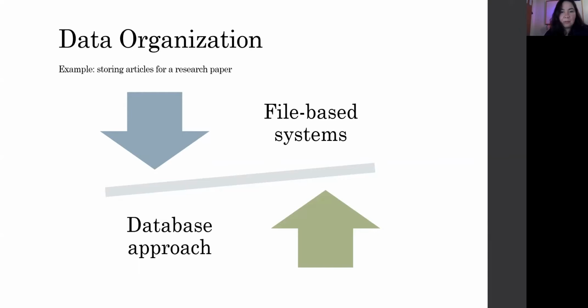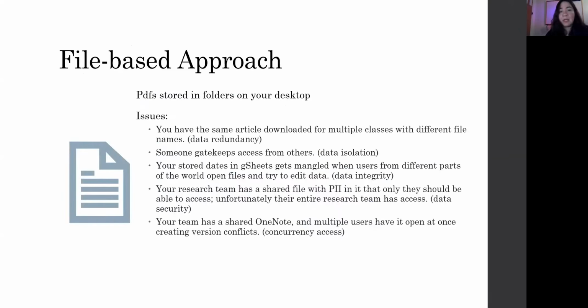So let's talk a little bit more about the file-based approach and why it's not always the best thing. Like I said, with the file-based approach, it probably looks like a bunch of PDFs and Word docs in folders on your desktop. So some of the issues that you or I have had in the past. Data redundancy. You have the same article downloaded from multiple classes with different file names. What's the problem with this? It eats up valuable space.